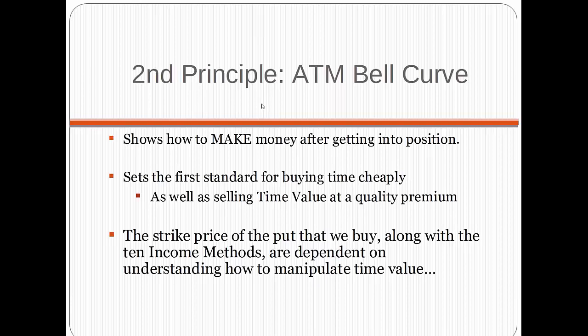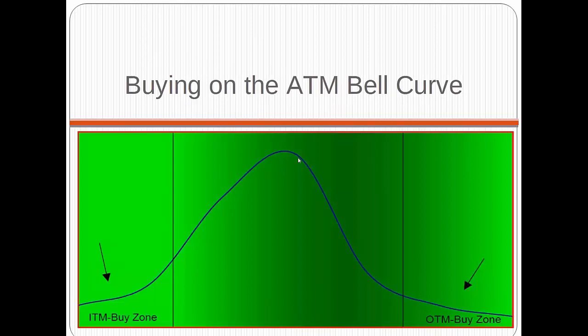All right. Now the at-the-money bell curve, we all are familiar with this. It sets the standard for buying time cheaply when we're buying options, as well as selling time at a quality premium. Here's what you'd expect on any option chain. I'm going to show you an example of that in just a minute.